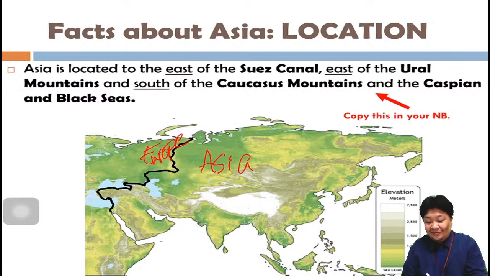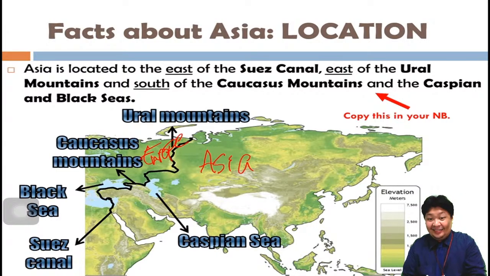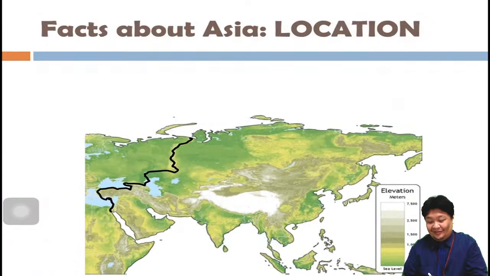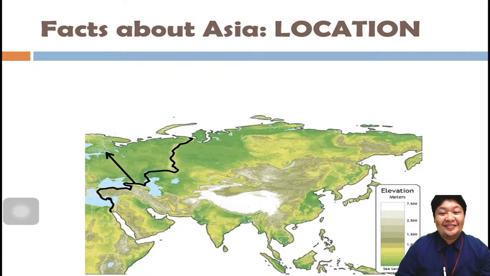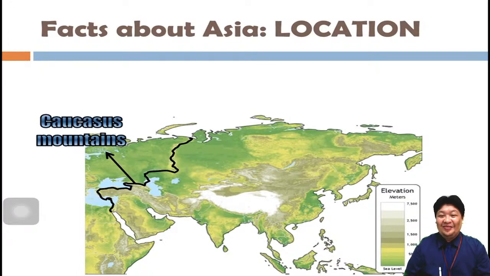Okay, can you see it now? Ural Mountains, Caucasus Mountains, Black Sea, Suez Canal, and Caspian Sea. These are the borders between Europe and Asia. Okay. Can you name what border is this? What do you think is this border? Anyone? You can answer. Do you still remember? Okay, let's see. It's Caucasus Mountain.